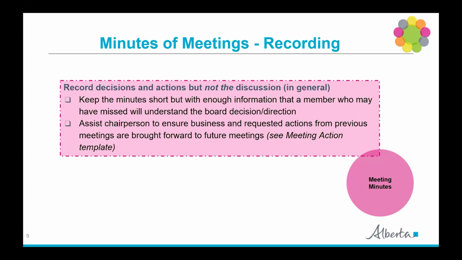Also, having a record of the minutes of several meetings in a row can give the board secretary a good indication of how much of the board's business and actions are being completed. If the meeting minutes of a few consecutive meetings are about the same discussions and decisions, that might be a sign that the board needs to think about how it can improve its ability to make decisions that can be implemented by the organization.